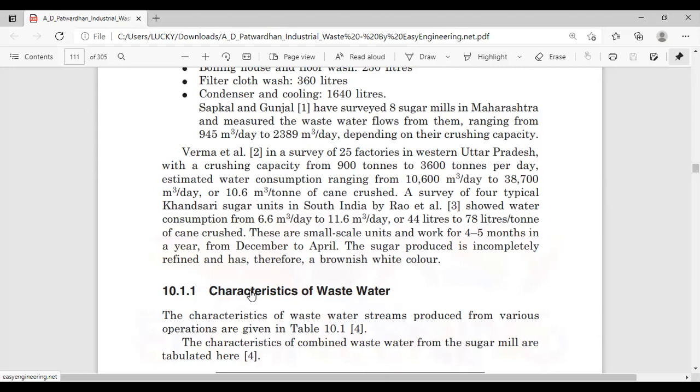A survey of 4 typical Khandsari sugar units in South India showed water consumption from 6.6 cubic meters per day to 11.6 cubic meters per day, or 44 liters to 78 liters per ton of cane crushed. These are small scale units and work for 4 to 5 months in a year from December to April. The sugar produced is incompletely refined and has therefore a brownish white color. Characteristics of wastewater.